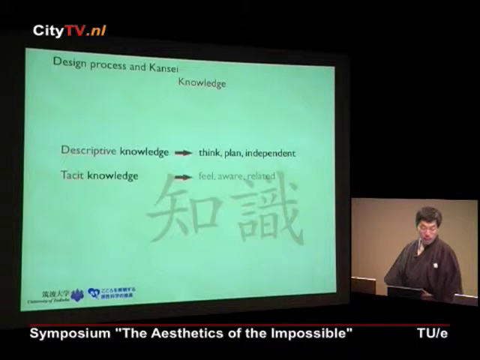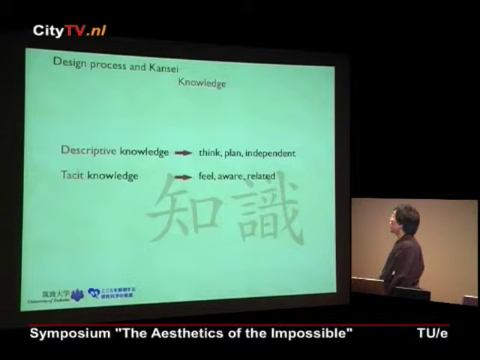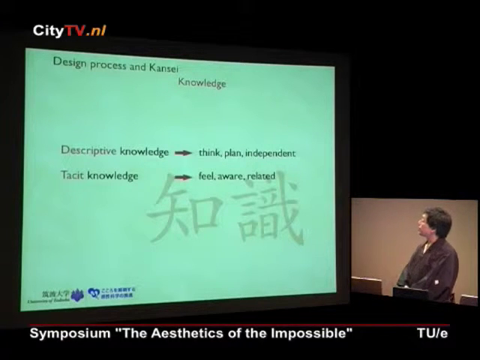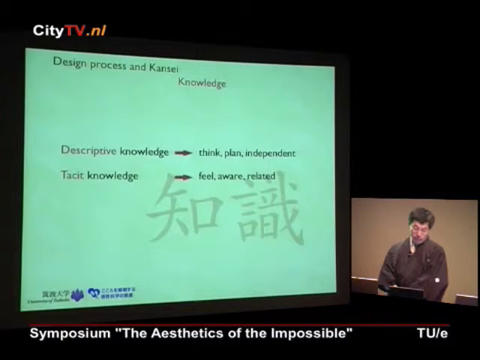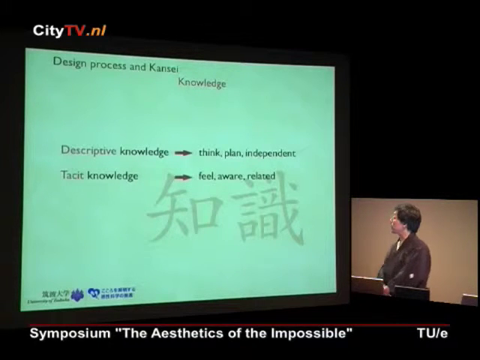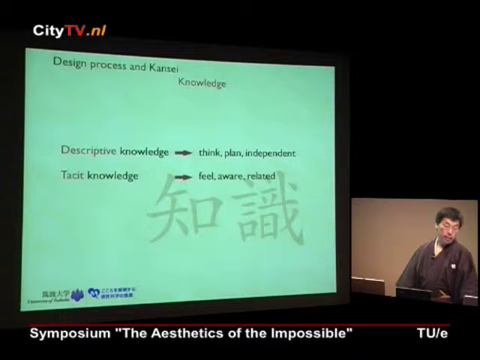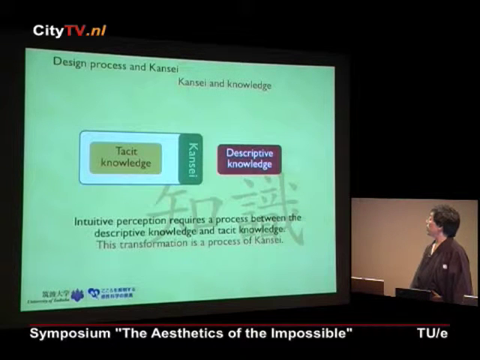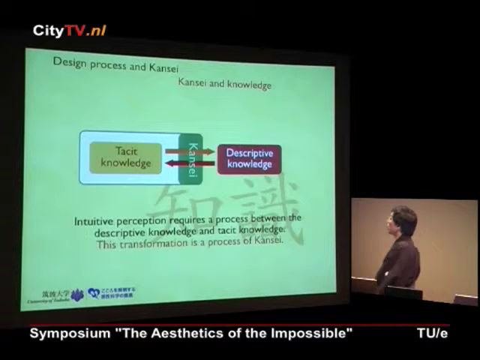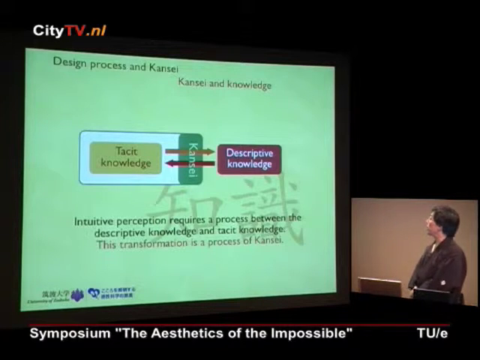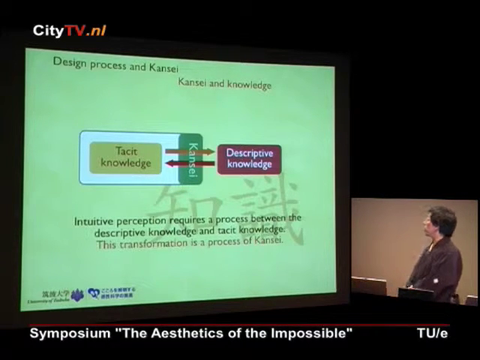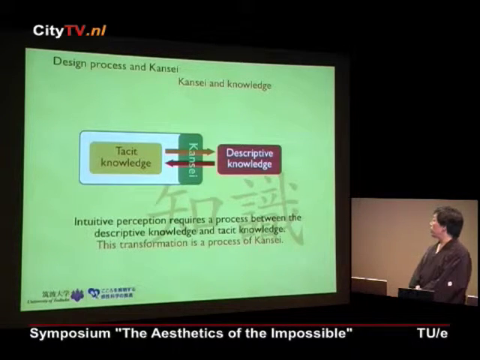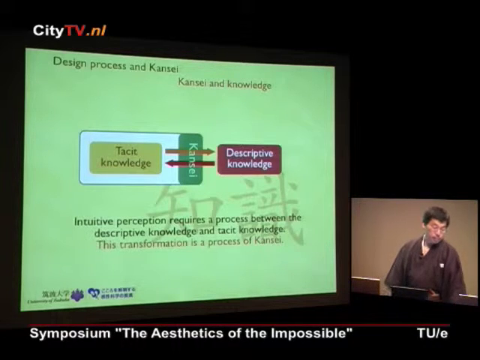Always, when talking about kansei, we have to start with knowledge. Roughly, we can categorize knowledge into two: descriptive knowledge and tacit knowledge. And what is the relation between them? We put the term kansei in between tacit knowledge and descriptive knowledge. Intuitive perception requires a process between descriptive knowledge and tacit knowledge. The transformation makes the process of kansei.